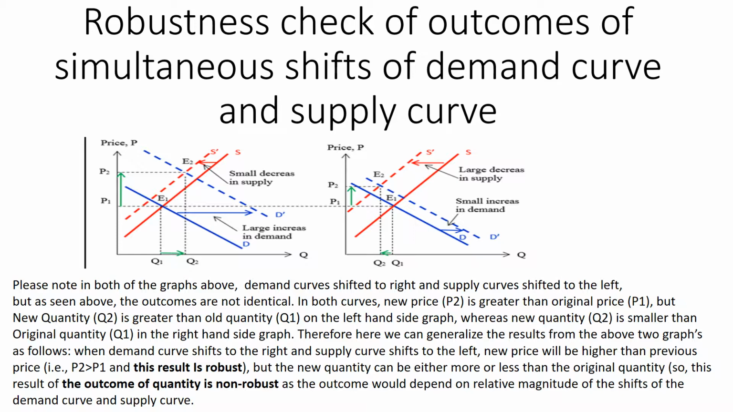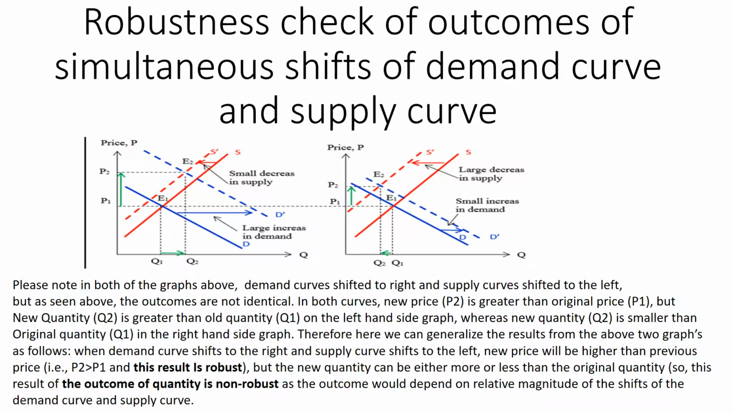So by changing the shifting magnitude but keeping the direction the same, you can compare the results between the price outcome and quantity outcome. And the part of your result that is the same across the iterations, that part is robust. Like in this context, the price increase is robust because in both cases we found the new price is increased. But the quantity outcome was non-robust because sometimes we found the new quantity being greater than the old quantity, and in other instances we found the new quantity being smaller than the old quantity.